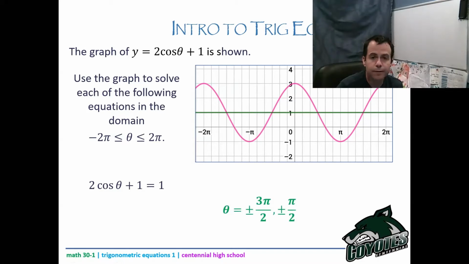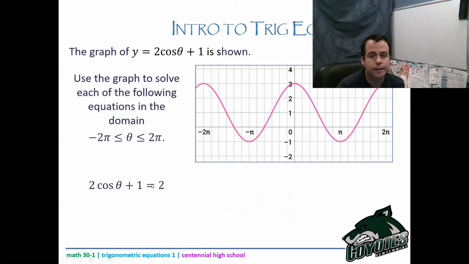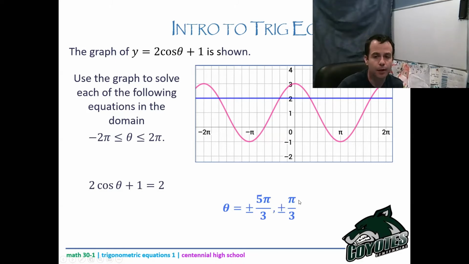Okay, so what if it's 2? Well, same thing. Instead of drawing a line at y equals 1, we're going to draw a line at y equals 2. So I draw a line at y equals 2, and I look, pardon me, I have 1, 2, so that would be negative 2 pi over 6 or negative pi over 3. And then I've got 1, 2, 3, 4, 5, 6, 7, 8, 9, 10. 10 pi over 6 would reduce to 5 pi over 3. So plus or minus 5 pi over 3, and plus or minus pi over 3.